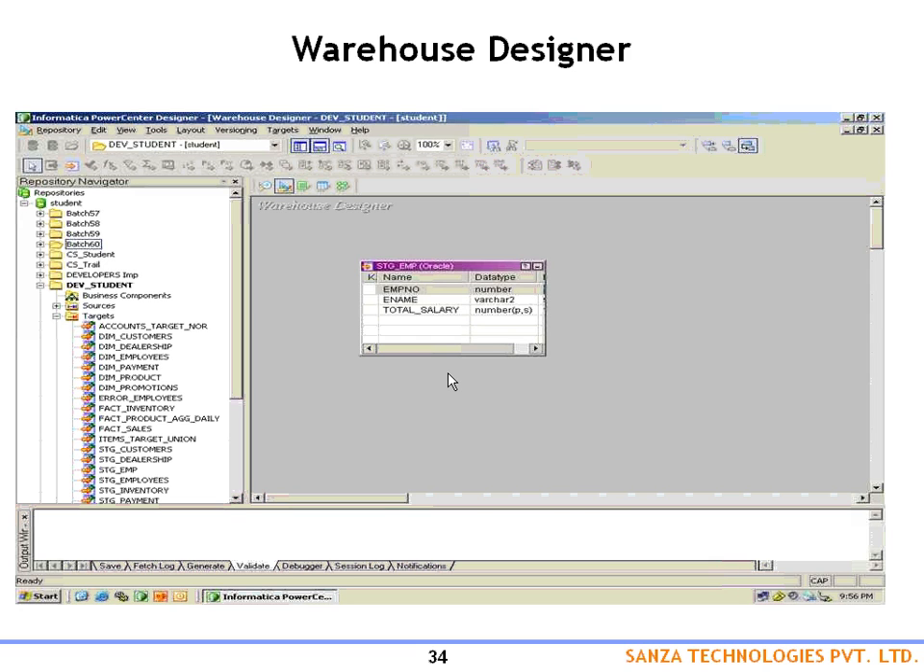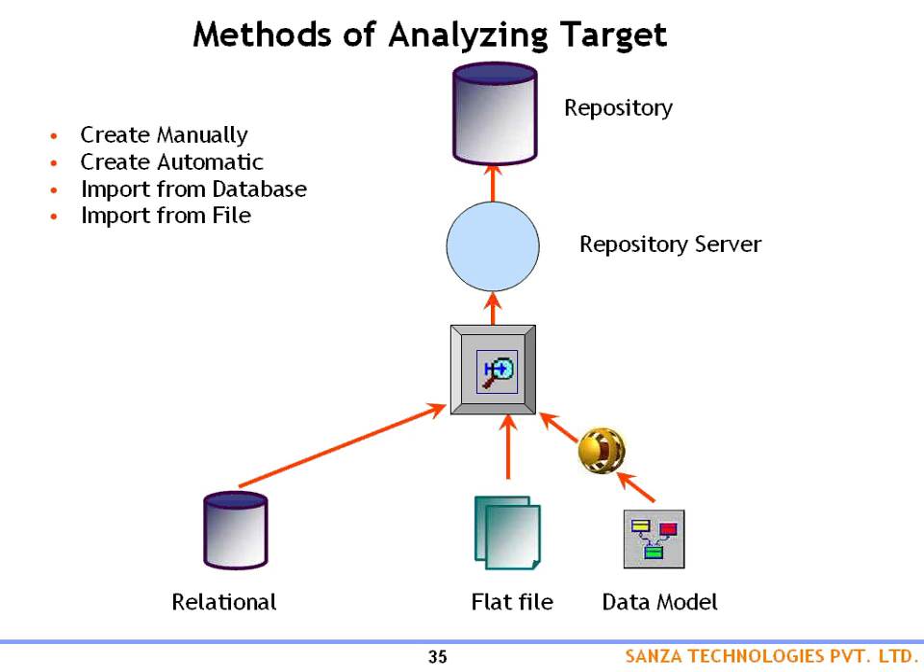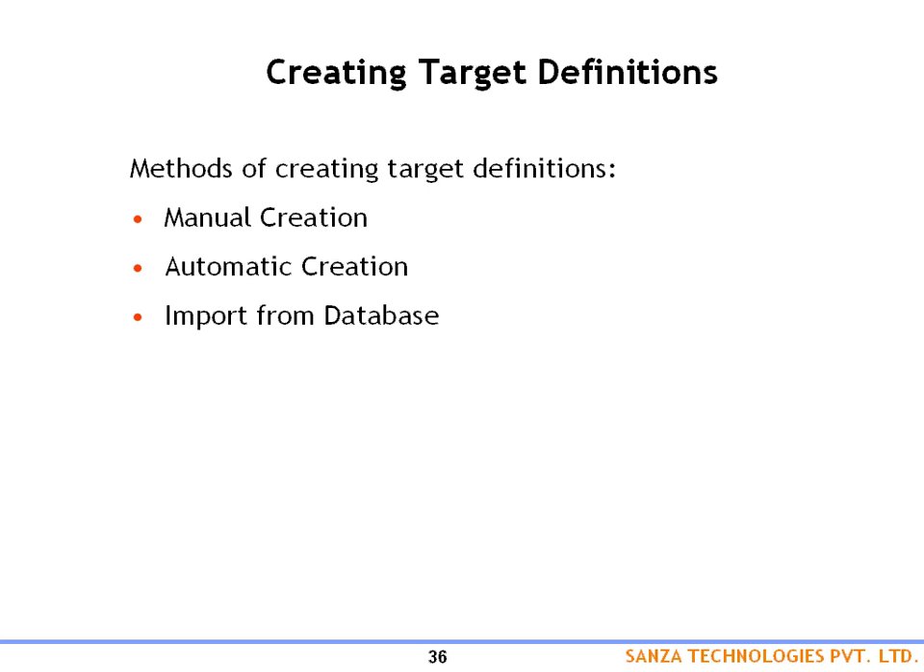So how do you define it? Your target structure can be created manually, or your target can be a flat file, or you can import it from a database file, or create it automatically. So there are different ways of defining the target structure. Whenever you define it and save it through the repository server, that structure will be saved in the repository of Informatica. So to create the definition, you can create it manually, automatically, or import it from a database.